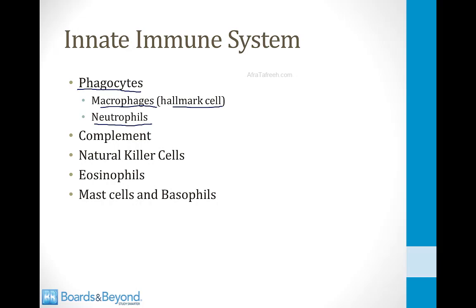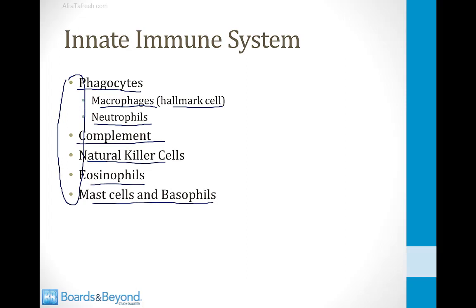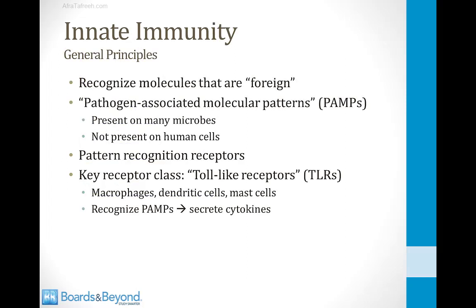The next key element of innate immunity is the complement system. This is a series of proteins that can be activated inside the body to kill pathogens. And then finally, there are natural killer cells, eosinophils, and mast cells, and basophils. And in the remainder of this module, we're going to talk about all of these elements of innate immunity. So first, let's talk about how those elements of the innate immune system recognize pathogens that have gotten past the skin and mucous membranes.